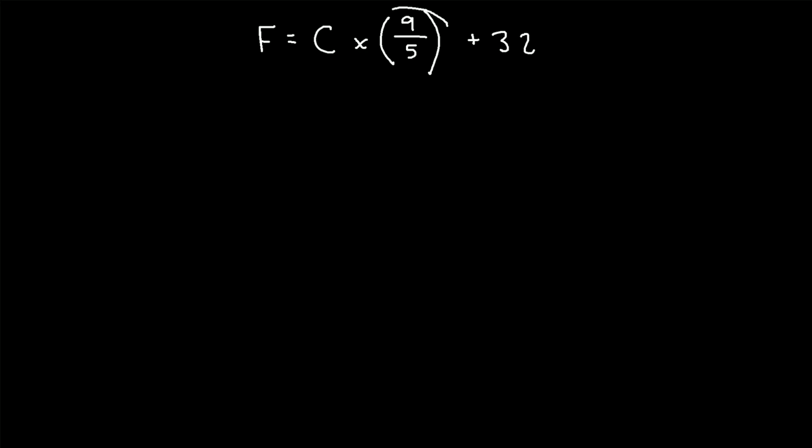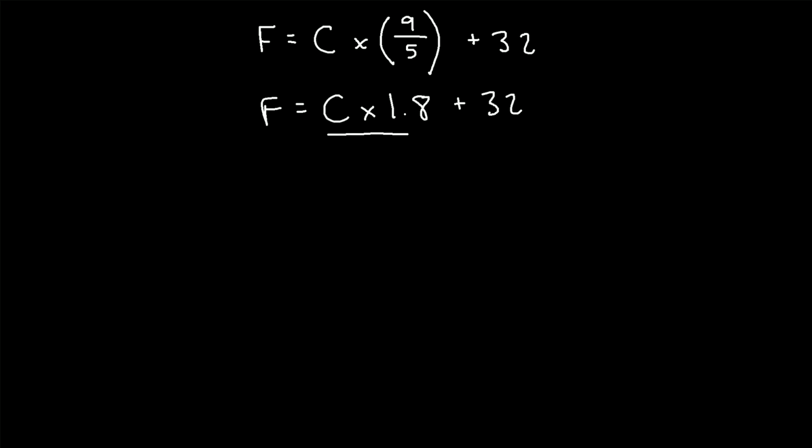Now, when you multiply a number by 9 divided by 5, 9 divided by 5 as a decimal is 1.8. So we could rewrite this equation as Fahrenheit is equal to Celsius times 1.8 plus 32. Now, typically when you want to convert Celsius to Fahrenheit, it's kind of hard to do that in your head because multiplying by 1.8 is a weird number to multiply by. But there's a trick that you can use to multiply by 1.8.